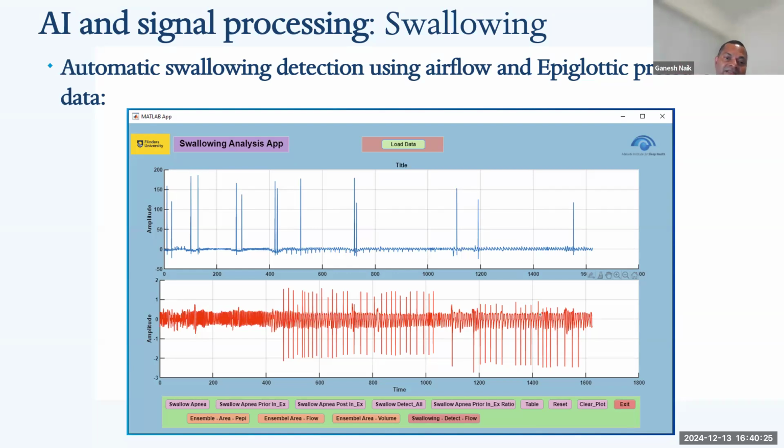clinicians' way, or the doctors, they told me like this: when we have these two data, but we don't have an automatic solution, we can say that whenever swallowing happens, there is a spike in the epiglottic pressure, but at the same time, the flow signal becomes flat. But again, they told me that the flow signal becoming flat could also be due to artifacts.